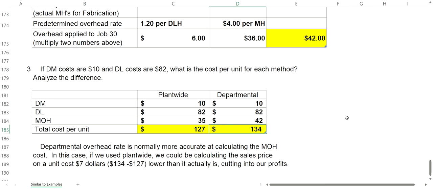Departmental is considered to be more accurate in estimating the cost as opposed to plant-wide, which obviously is a little bit quicker. Why is this important? The $7 difference? Because it can make a difference in what our profits are. Because we normally use the cost of the product to determine how much we're going to sell it for. So if it actually costs $7 more than what we anticipated, $134 instead of $127, that's going to be digging into our profits.